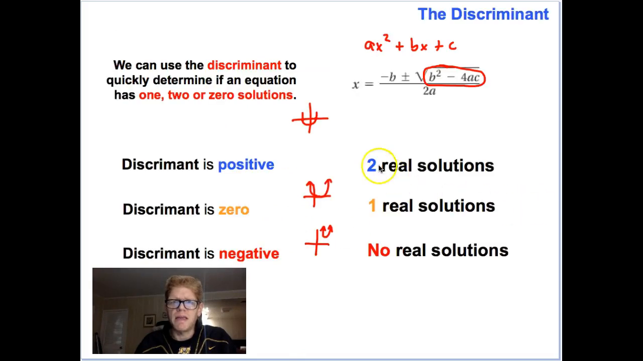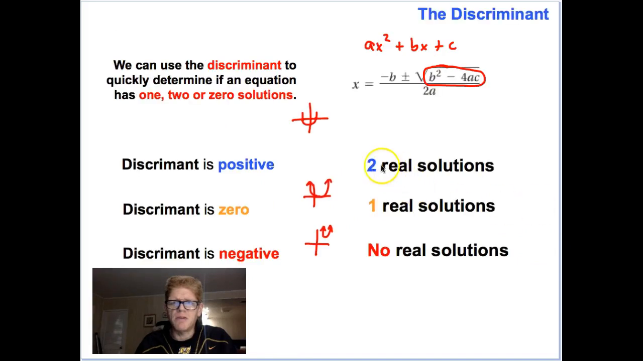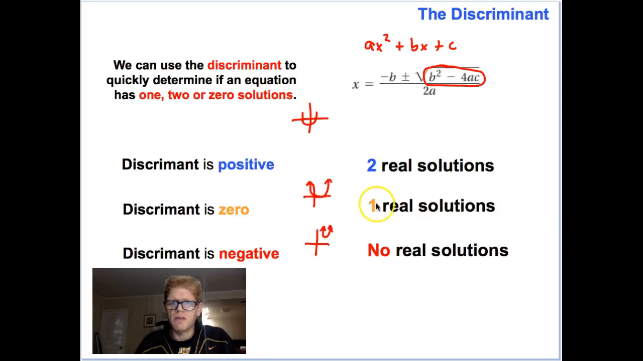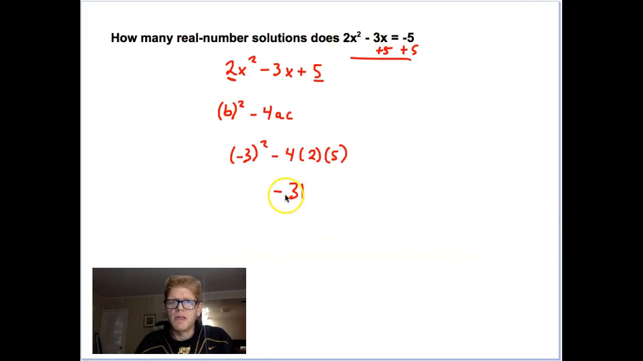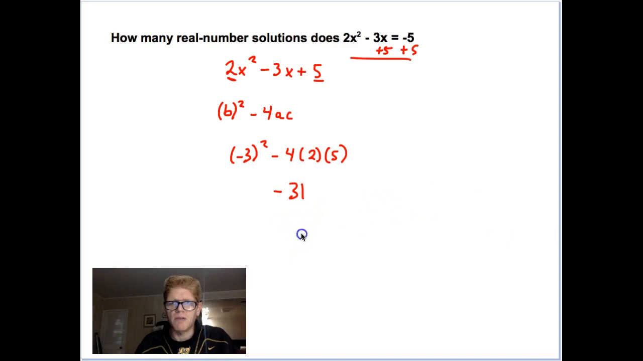Let's flip back again. Is the discriminant positive? No, it's not. So it does not have 2 real solutions. Is the result 0? No, it is not. So it does not have only 1 real solution. It has a negative value. It does not have any real solutions. So the answer is no real solutions.